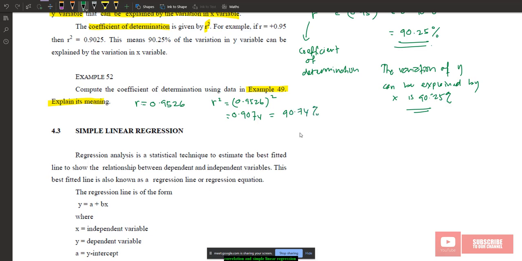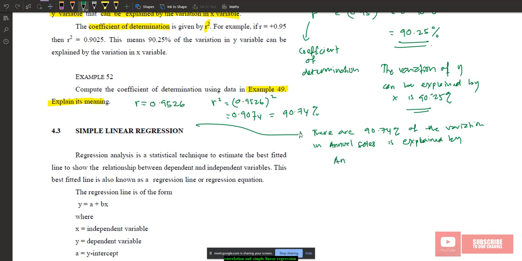90.74%. So in this case, we can say that there are 90.74% of the variation in Y, our Y is annual sales, explained by annual advertising expenditure. Right.